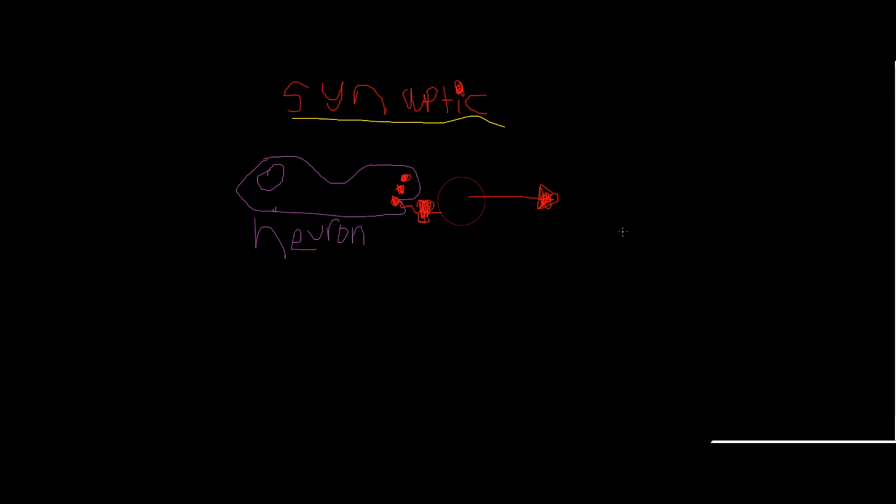So basically, in a nutshell, synaptic cell signaling is neuron to target cell.